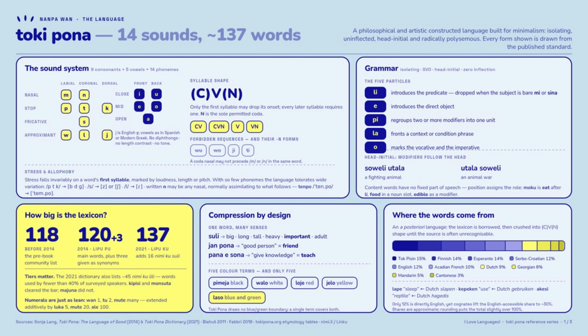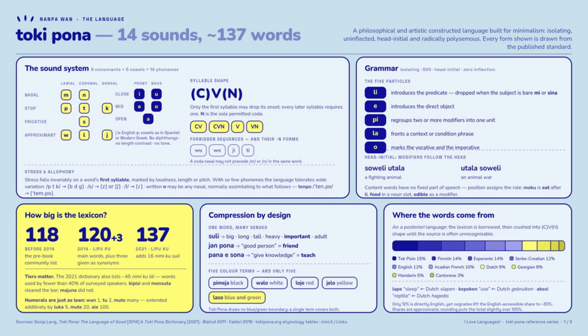Position alone determines role, so moku is eat after li, food in a noun slot, and edible as a modifier. Every word is polysemous. Suli covers big, long, and important. And complex meaning is assembled by combination, as in jan pona, or good person, or friend, or pana e sona, give knowledge, or teach.